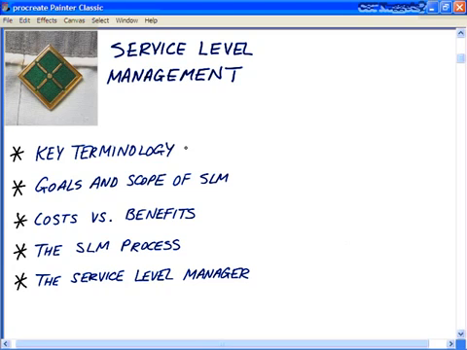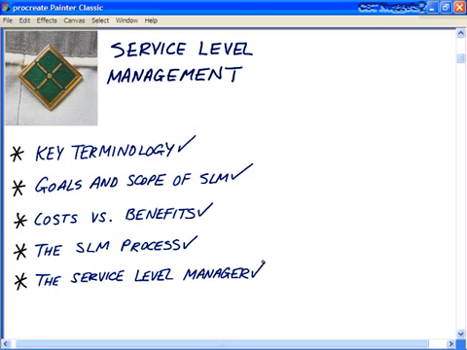Continual Service Improvement. In this 10th nugget of the ITIL CBT Nugget series, we're going to look at 5 key points, just like the starfish. First of all, we're going to look at key terminology as it relates to service level management. We'll look at the goals and the scope of SLM. We'll also discuss the costs versus the benefits. We'll look at the SLM process in great detail, and then we'll finish off investigating the role of the service level manager.